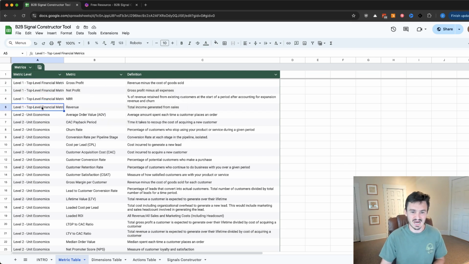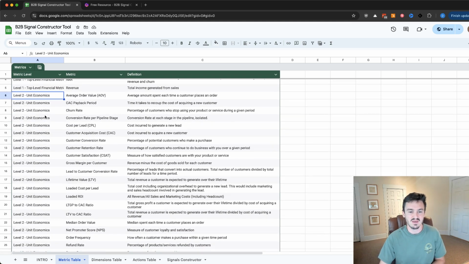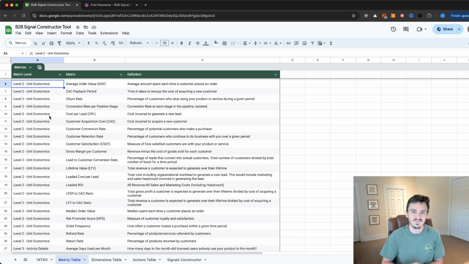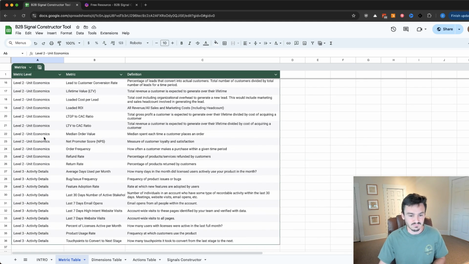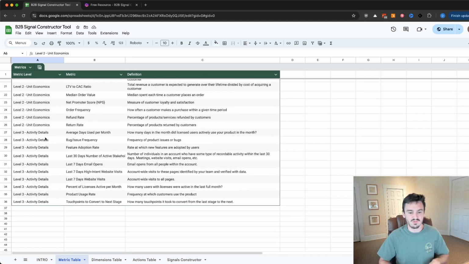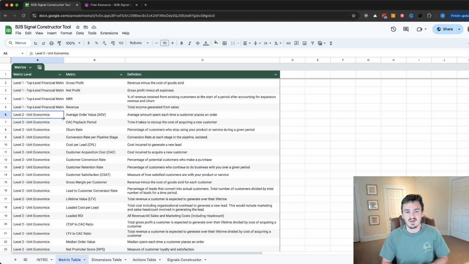So you have level 1, which is top level financial metrics. These are the fundamentals, the basics. Level 2 is unit economics. It's where you get more granular and can understand on an account by account, on a deal by deal basis, whether or not you are performing how you need to perform. And then we go down further than that, and that's level 3, that's activity details. And that's when we're getting into the nitty gritty of specific numbers that can indicate very specific actions for specific teams. And so you have different levels here, and depending on how far you've gone down into this data before, will determine how far you need to go down this time to get great results.